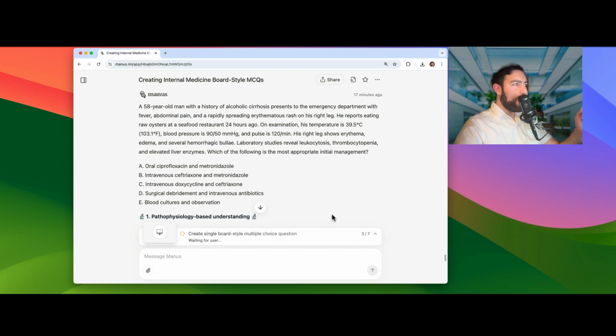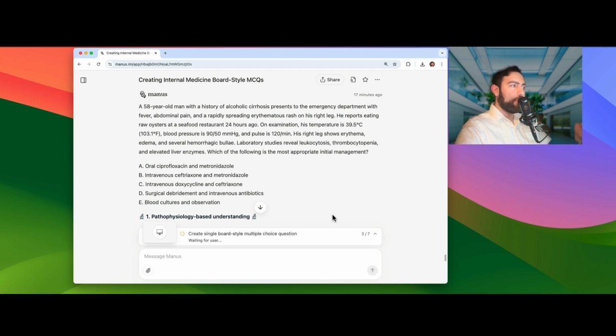So this next question is a 58-year-old man with a history of alcoholic cirrhosis. He presents to the emergency department with fever, abdominal pain, and a rapidly spreading erythematous rash on his right thigh. He reports eating raw oysters at a seafood restaurant 24 hours ago. Okay, so right till here, you should have a diagnostic idea of what we're talking about.